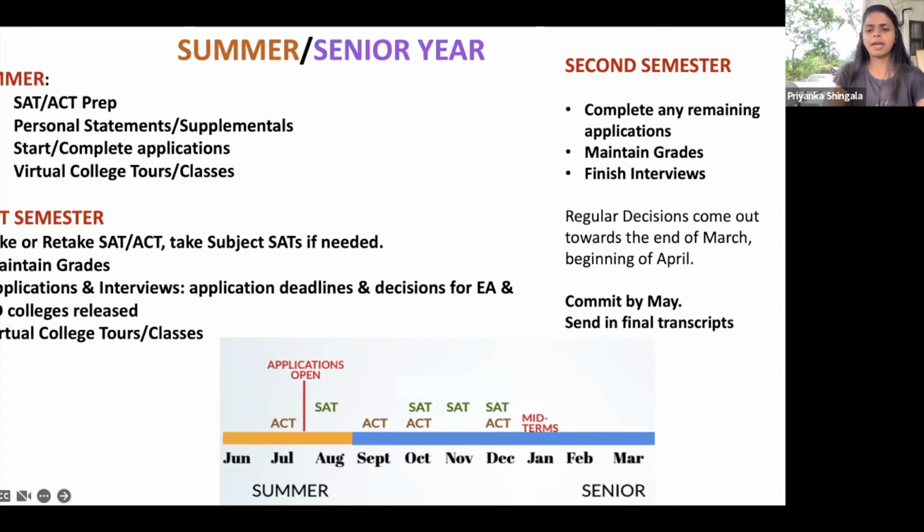And then May 1st is National Commitment Day. For parents, this means you pay the $500 deposit that secures your teenager's spot in the university. For teenagers, it basically means you're going to go on Instagram, TikTok, everywhere with your university hoodie to declare to the world where you're going to be next year. But that's May 1st. Send in final transcripts and you're good to go.